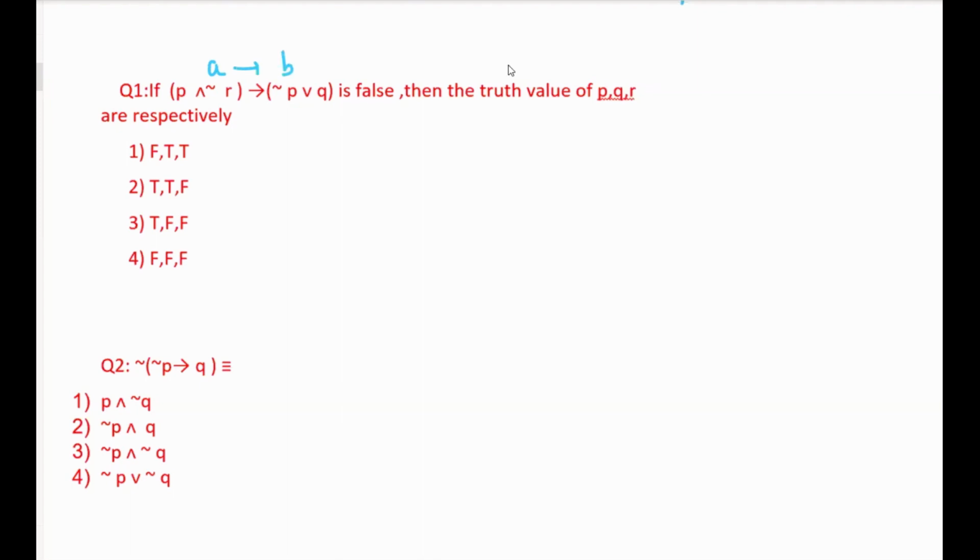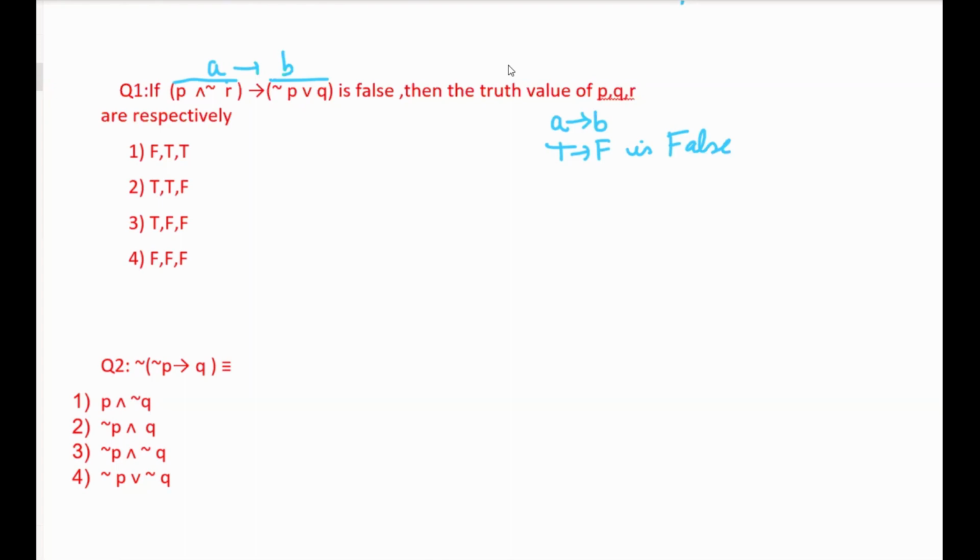The whole statement P intersection negation R is denoted by small a, and the whole second statement is denoted by B. And as all of you know, in implication there is only one false answer, and that is when true implies false. They have written that this A implies B is false. Then find the truth value of PQR.